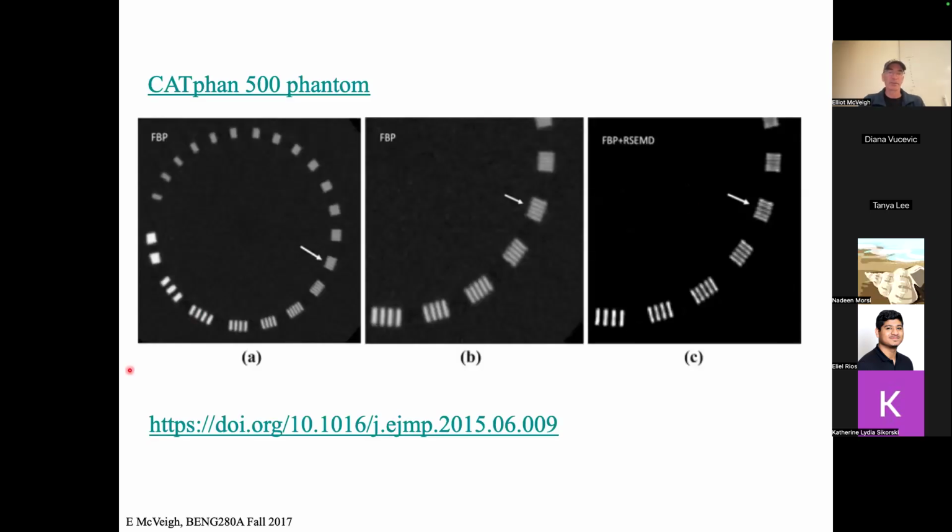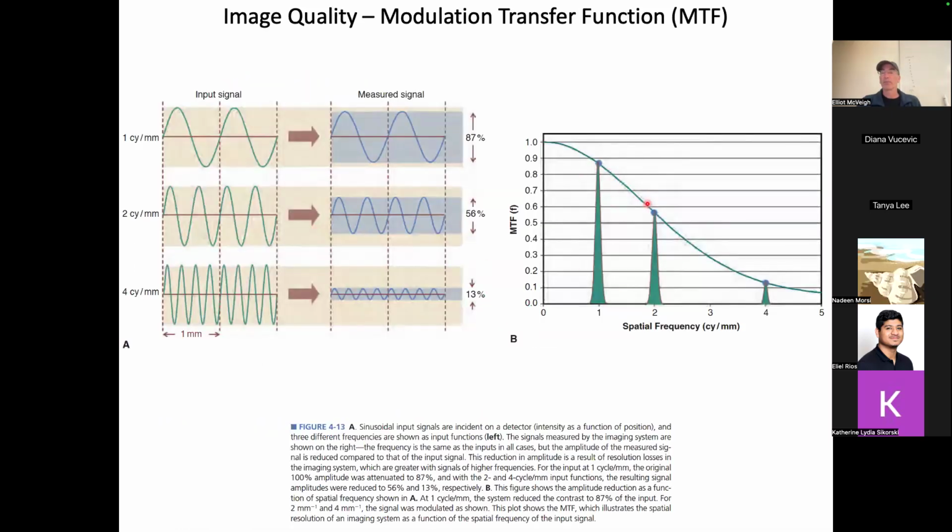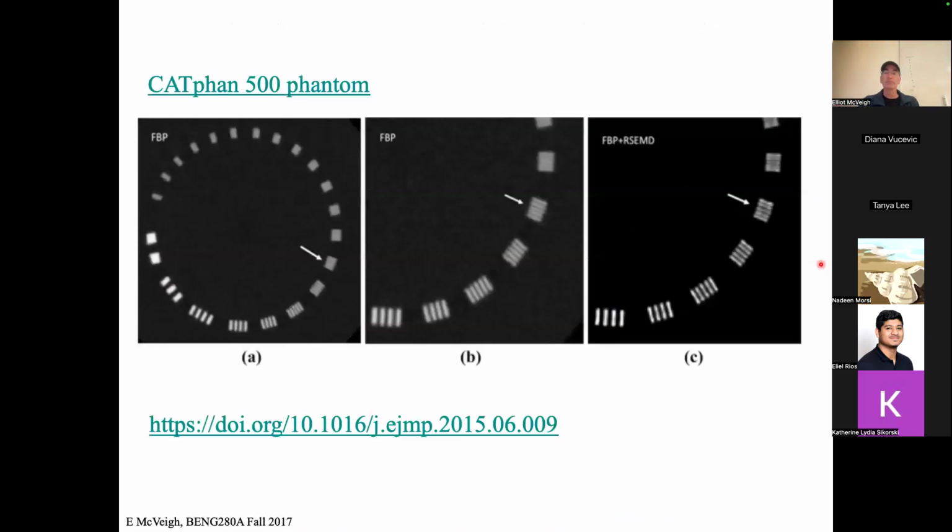Well, this is a paper. You can go take a look at this paper if you want. The purpose or the thesis of this group was that they have a specific new way of reconstructing CT data that extends the modulation transfer function out. So normal one would be down here. Theirs, they say, is going to extend out. So they're going to have higher spatial frequencies available.